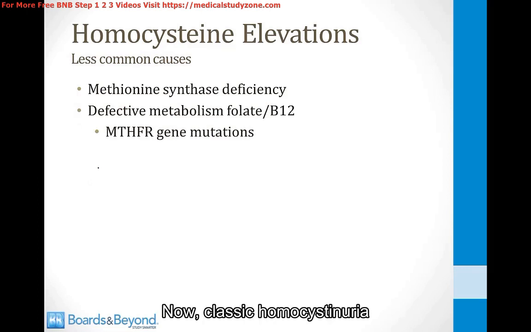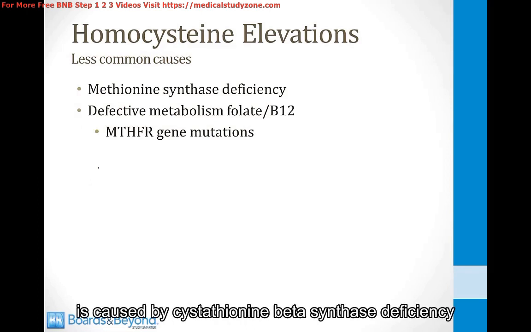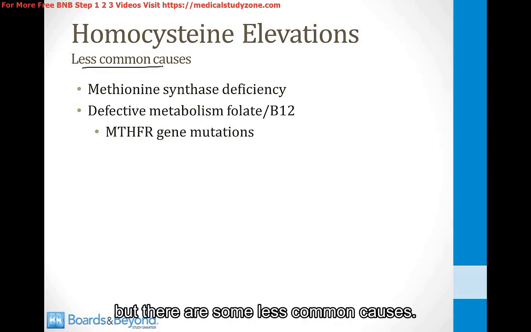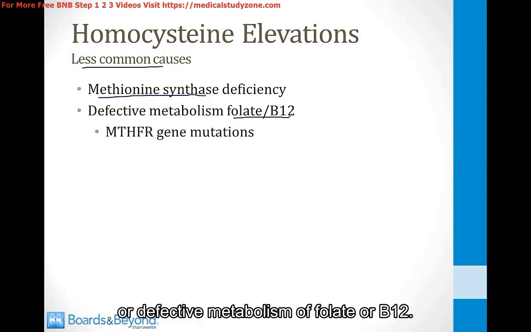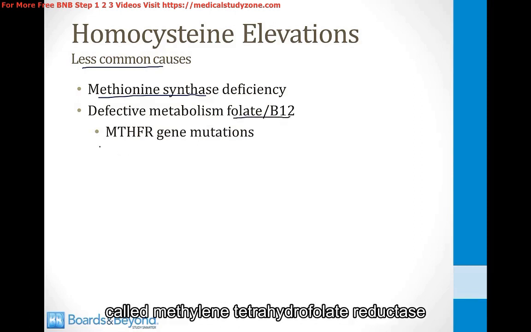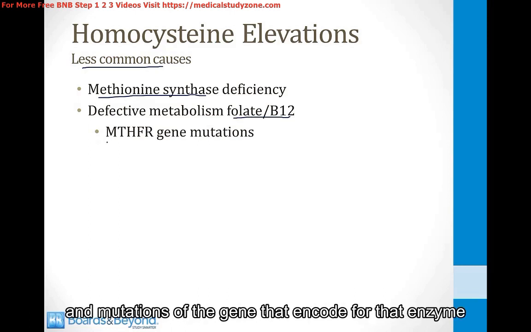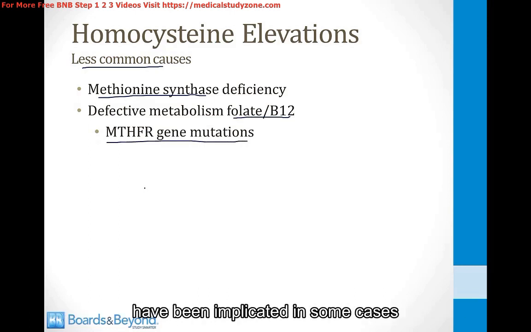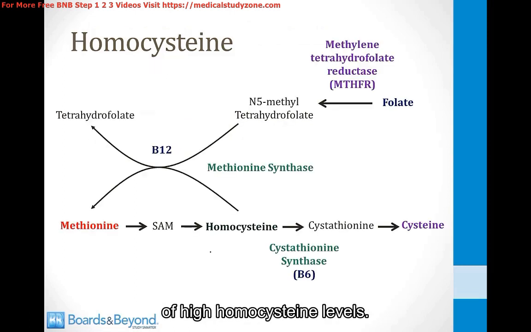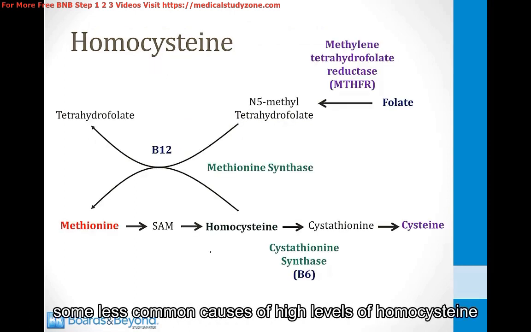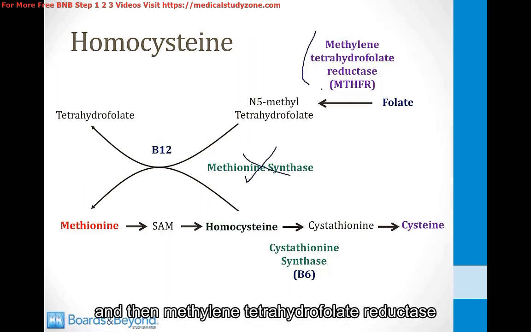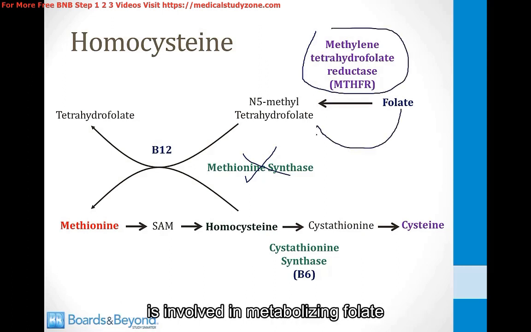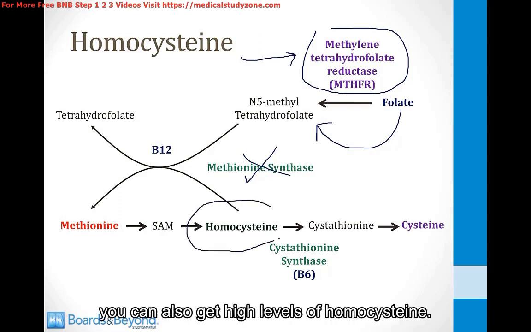Now, classic homocystinuria is caused by cystathionine beta synthase deficiency, but there are some less common causes. These include deficiency of the enzyme methionine synthase, or defective metabolism of folate or B12. Specifically, there is an enzyme called methylene tetrahydrofolate reductase, and mutations of the gene that encode for that enzyme have been implicated in some cases of high homocysteine levels. If we go back to this slide again, some less common causes of high levels of homocysteine include deficiency of this enzyme here, and then methylene tetrahydrofolate reductase is involved in metabolizing folate into N5-methyl tetrahydrofolate. So if this enzyme is dysfunctional, you can also get high levels of homocysteine.